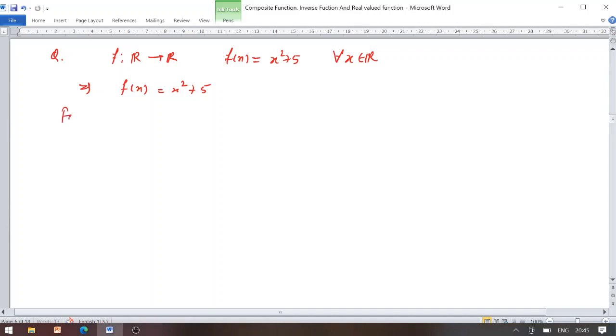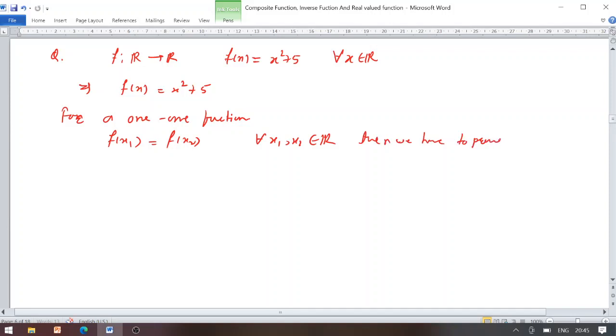So for a one-one function, let us consider f of x1 equals f of x2 for all x1, x2 belongs to the domain of the given function, that means the real values R. Then we have to prove x1 equals x2.